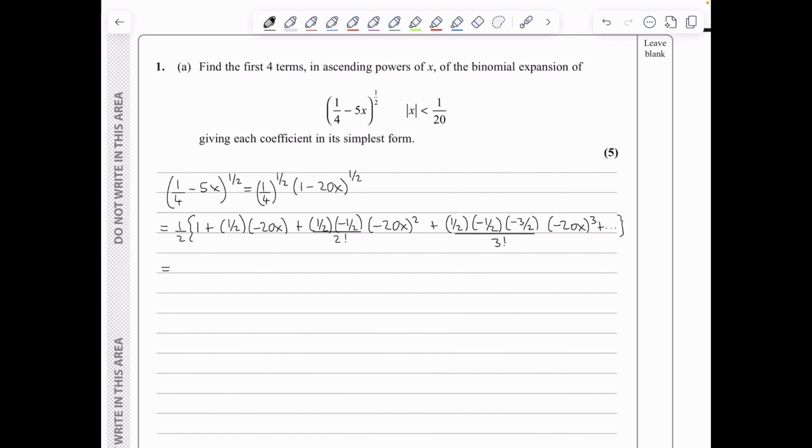I will proceed by simplifying within the brackets. We've got a half, and then it's 1 minus 10x minus 50x squared minus 500x cubed plus dot dot dot. And upon further expanding, we get a half minus 5x minus 25x squared minus 250x cubed plus dot dot dot.